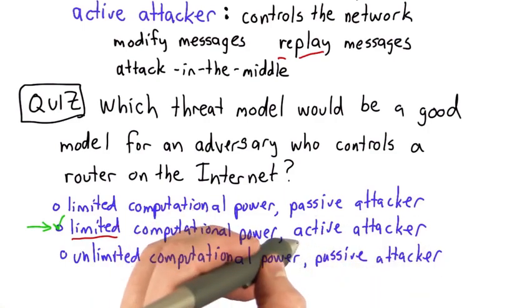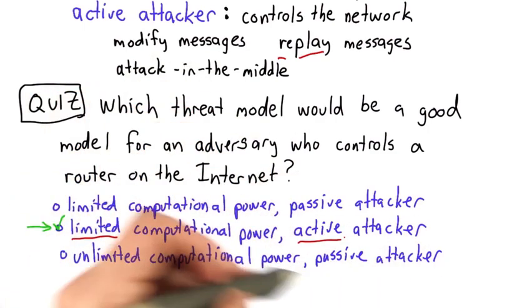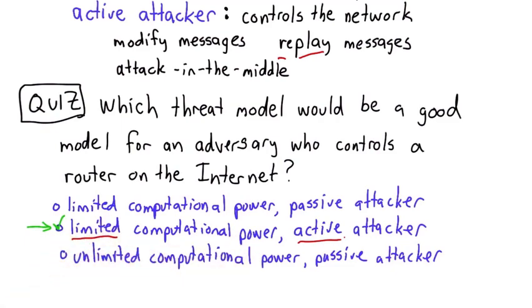And we're going to assume the attacker's active: they can intercept messages, they can try to analyze what they hear, but they can also modify messages and replay messages and do anything they could do to disrupt the protocol by changing things on the network. So that's the main threat model that our protocols are designed to resist.